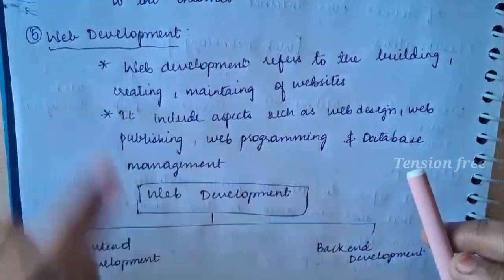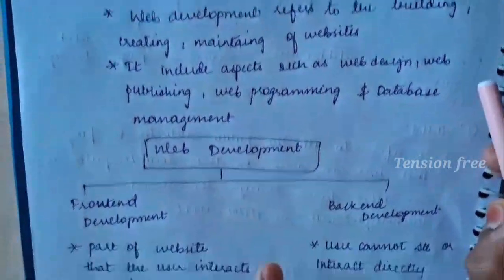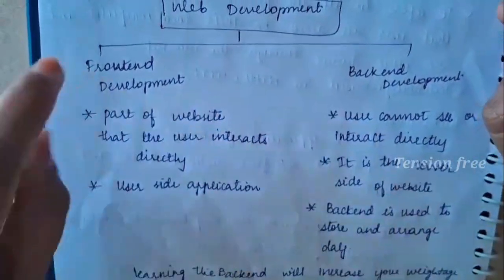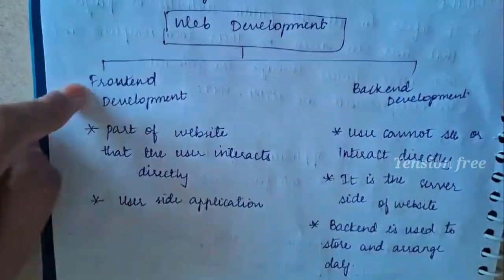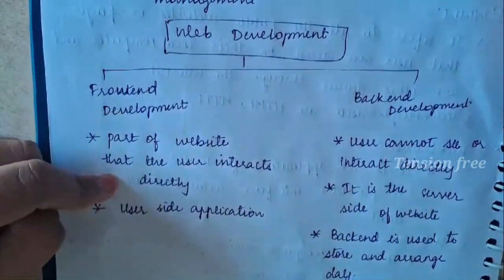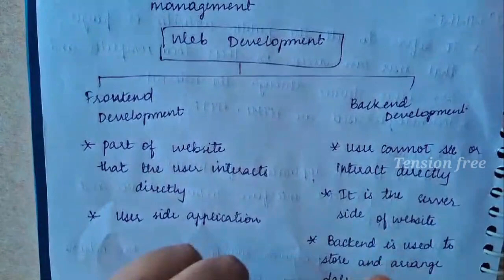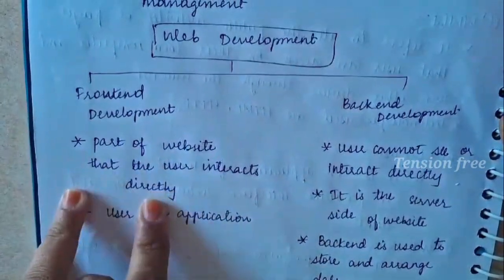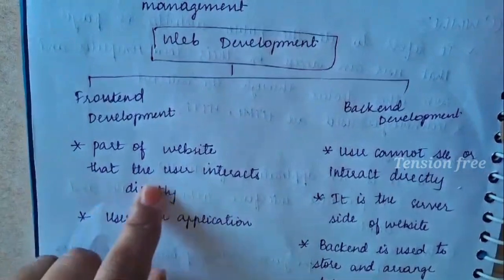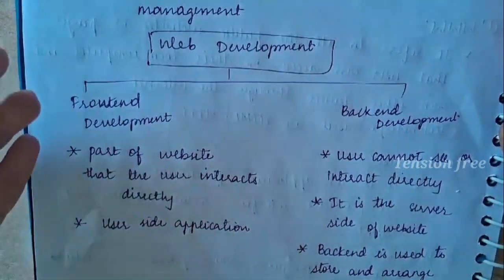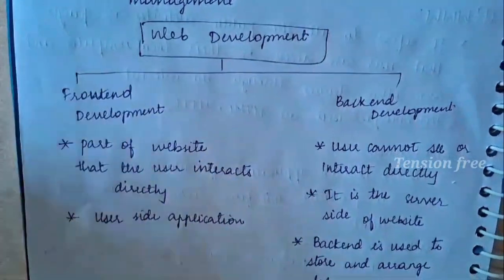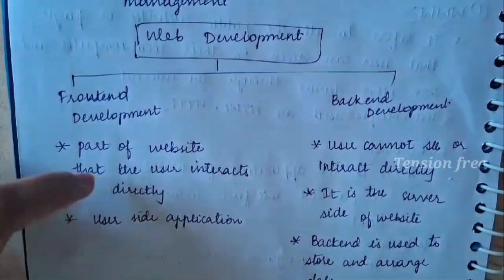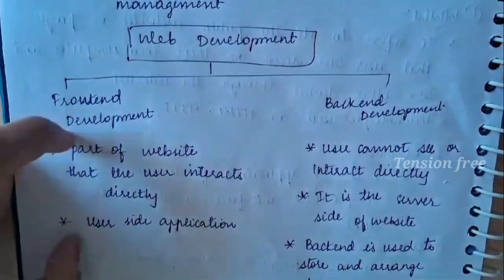Coming to web development, there are two types of development: front end and back end. Front end is the user side application and back end is the server side application. The front end is the part of the website where the user directly interacts with the computer or something like that, so it is an easy process for the user side itself.